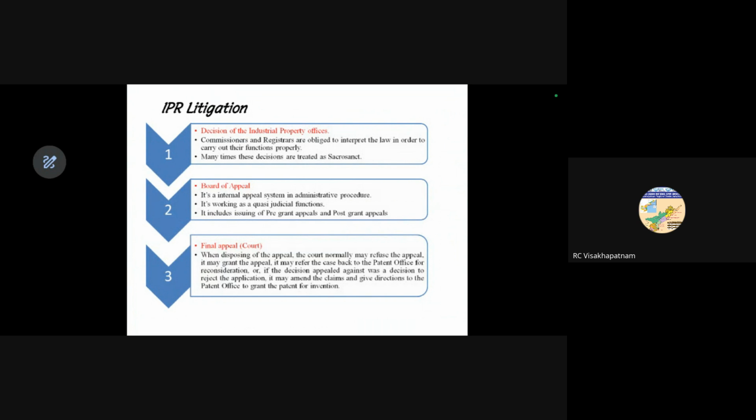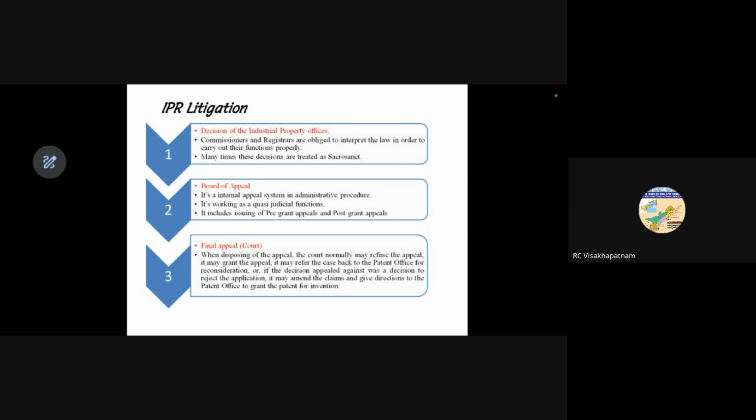It works as a quasi-judicial function, so it includes pre-grant appeals and post-grant appeals. For example, pre-grant appeals means, if today you are submitting an application, and due to some reasons it is registered after one week, saying that your payment was delayed due to some problems, then you can go to the Board of Appeal with a pre-grant appeal.